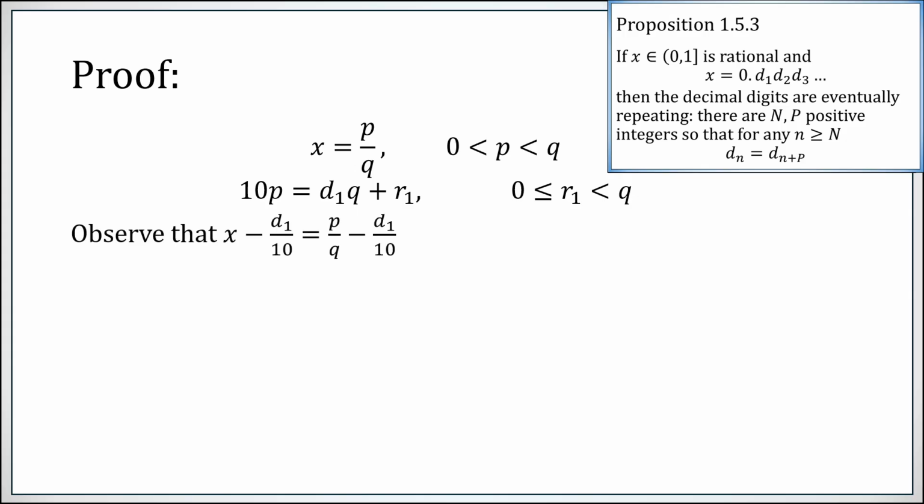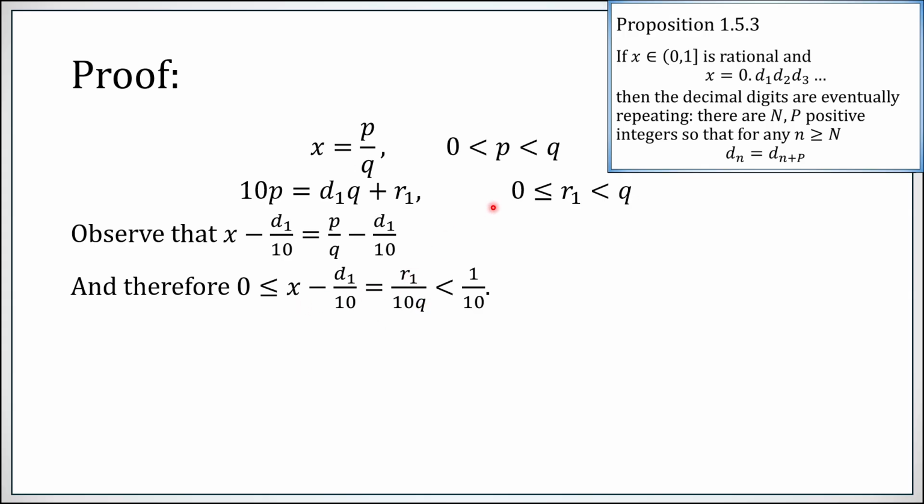Now, since x is p over q, I can subtract d1 over 10 from both sides and get this. Now, from this expression right here, if I divide both sides by 10q, here you'll get p over q, aka x. Here you'll get d1 over 10, and here you get r1 over 10q. Manipulate that around, you get x minus d1 over 10, by throwing that over to that side, is equal to r1 over 10q.